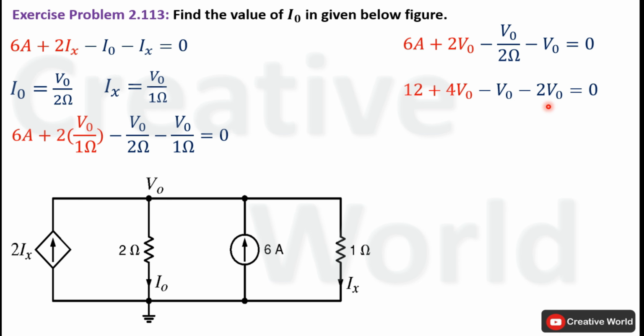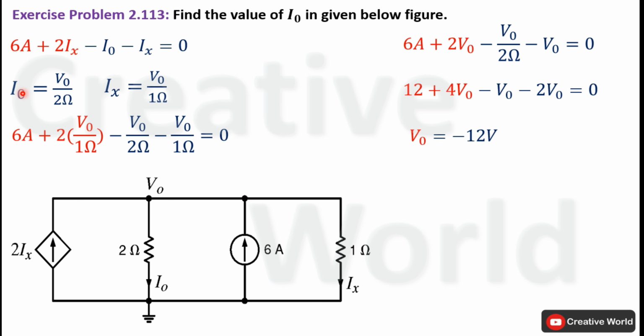Now inside this equation only one variable is left, so we will solve this equation to calculate the value of V0. Add minus 2V0 and minus V0, it will become minus 3V0. Subtract 3V0 from 4V0, it will become only V0, and place this 12 on the other side of the equal sign. So the equation will become V0 equal to minus 12 volt. We have calculated the value of voltage V0.